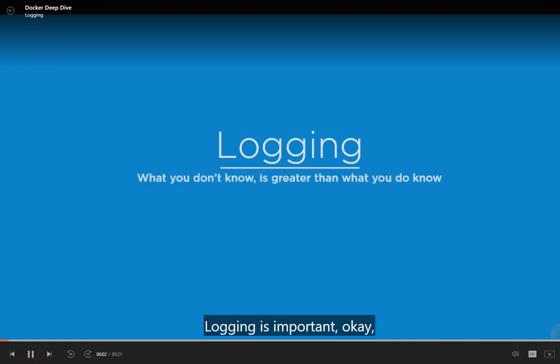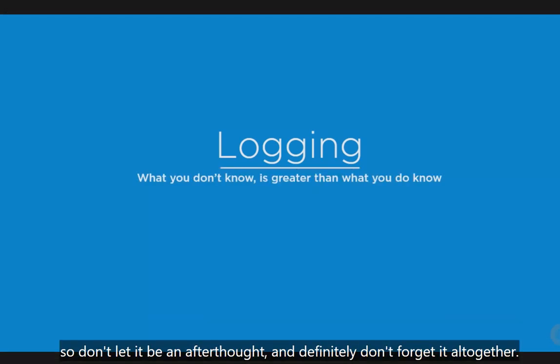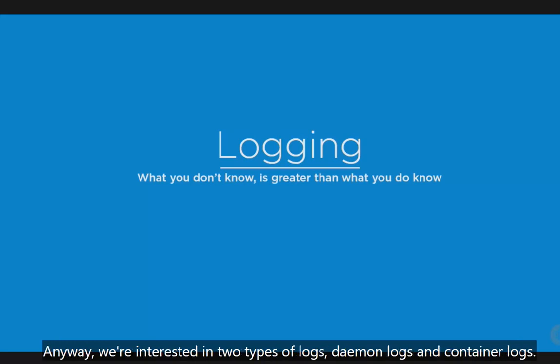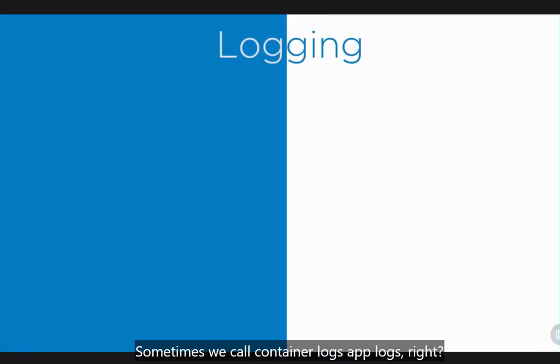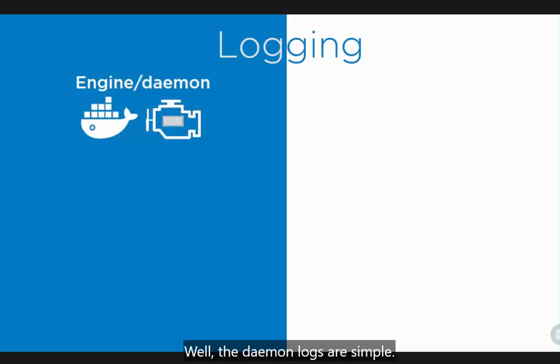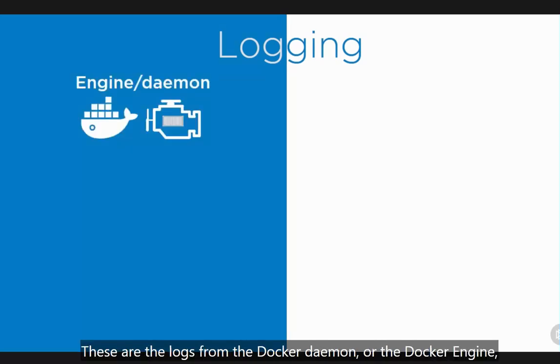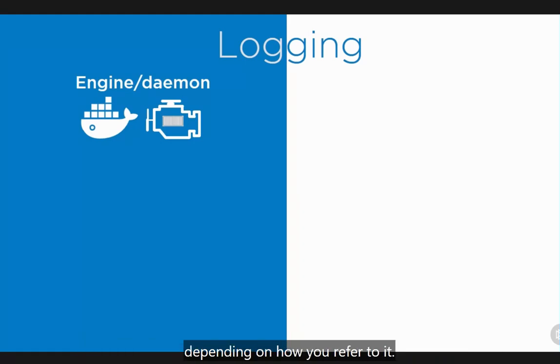Logging is important, okay? So don't let it be an afterthought, and definitely don't forget it altogether. Anyway, we're interested in two types of logs: daemon logs and container logs. Sometimes we call container logs app logs, right? Well, the daemon logs are simple. These are the logs from the Docker daemon, or the Docker engine, depending on how you refer to it.